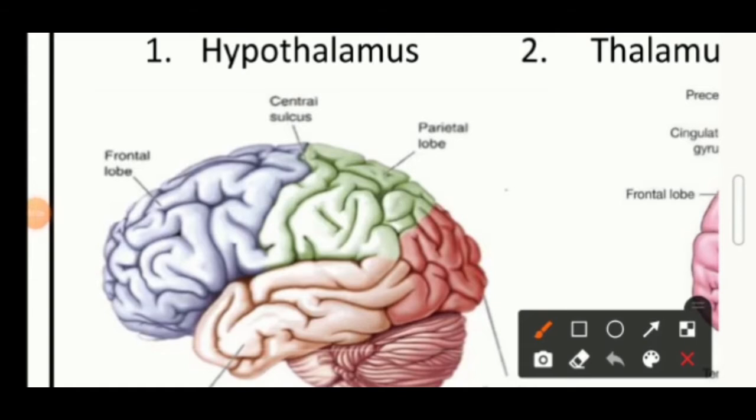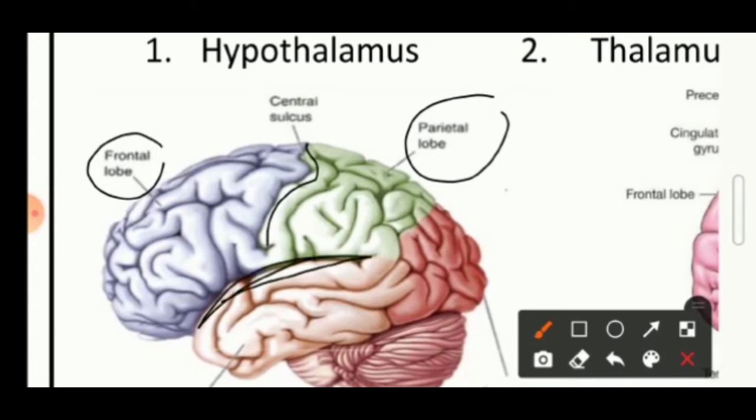Here is the central sulcus, which is responsible for separation of the frontal lobe from the parietal lobe. It separates the two lobes. Here is the lateral sulcus. As shown in here, it's responsible for separation of the temporal lobe from two lobes, which are frontal and parietal. And finally, the parieto-occipital sulcus separates the parietal lobe from the occipital lobe.